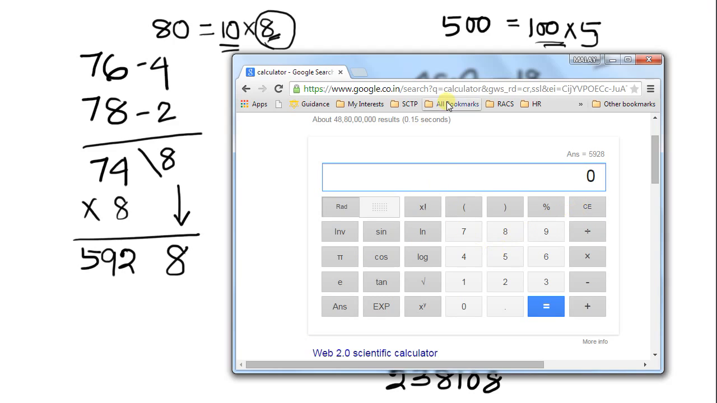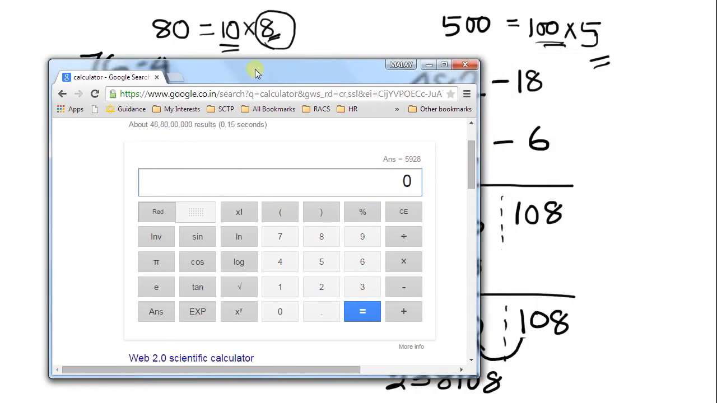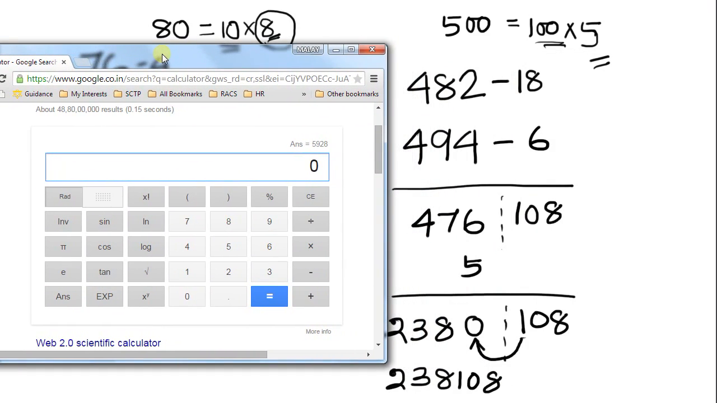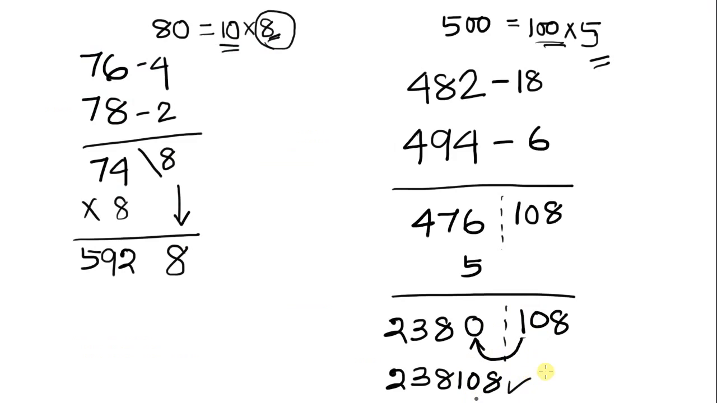Let's check this in a calculator. My numbers were 482 into 494. So 238108. That's our answer. So this works for all the cases. Now the base is 500. You can try with any other number applying the same principle.